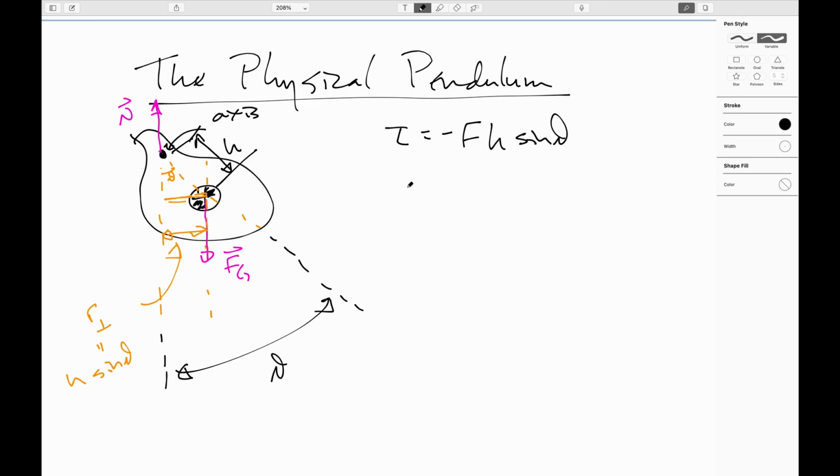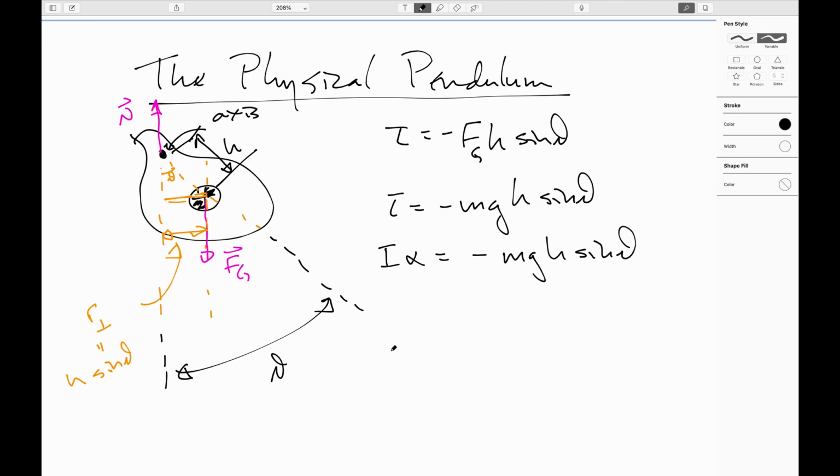All right, well, we can put in what the force of gravity is. So we get that the torque is minus mgh sine theta. And again, we can apply Newton's second law for rotations. I alpha is minus mgh sine theta. Then we can try to get into our canonical form, but we're not going to be completely successful. We are going to get alpha equals minus mgh over I sine theta. So close. But the problem is I needed this to be an alpha here and that to be a theta there.